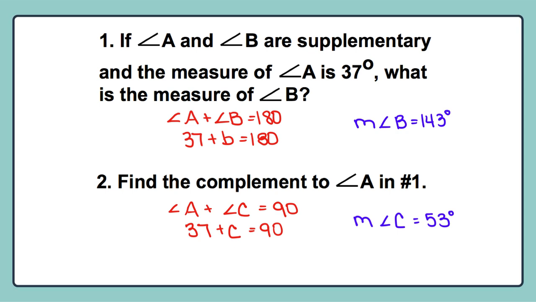She's good now. Random question on here. Can angle B have a complement? Angle B is 143 degrees. It's over 90. It's too big to have a complement, but it can have a supplement, which is this 37 degrees up there.